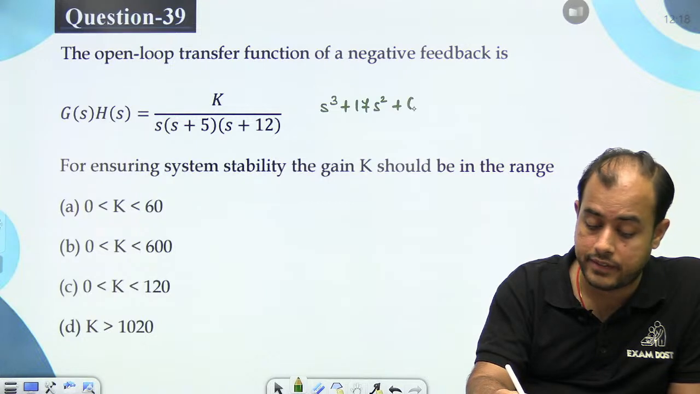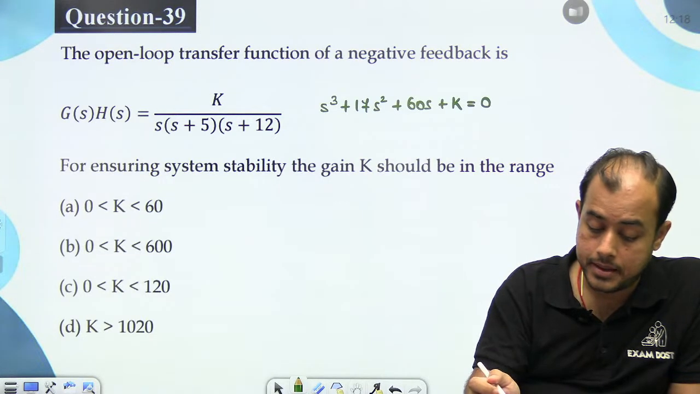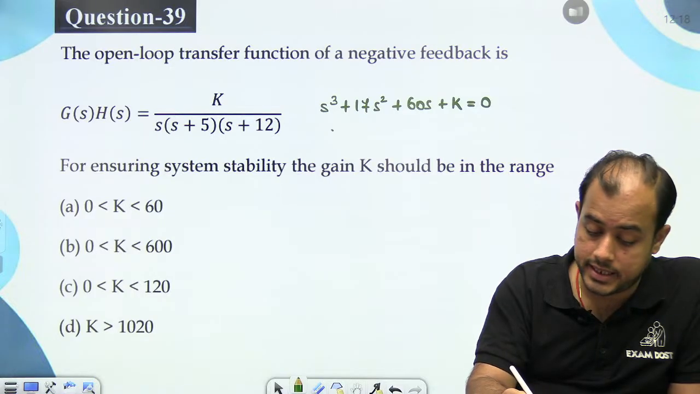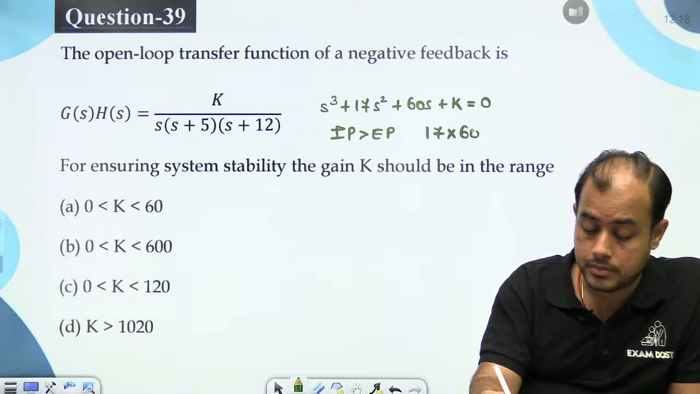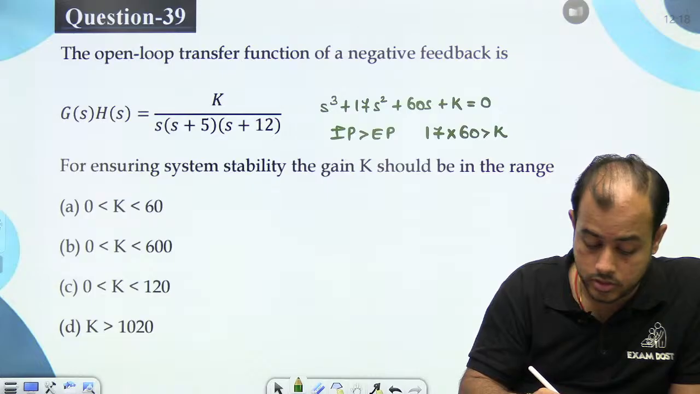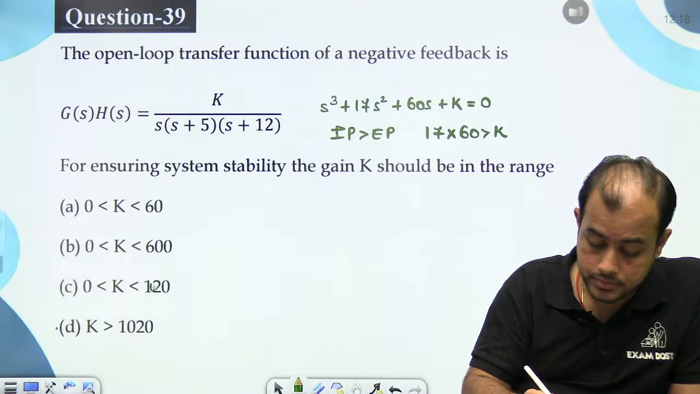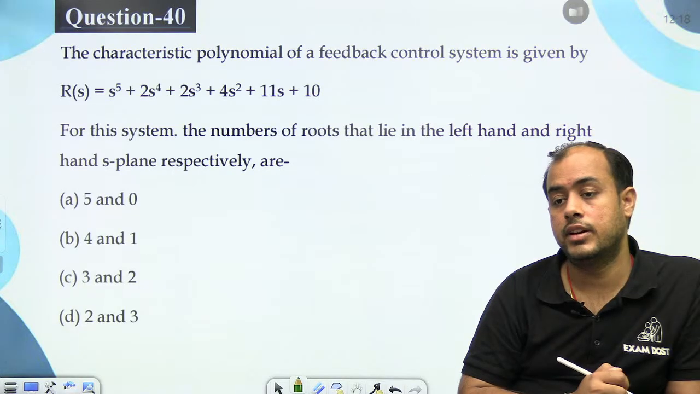s cube plus 17 s square plus 60 s plus K, for ensuring stability. Internal product greater than external. 1020. So basically C. K is less than 1020.